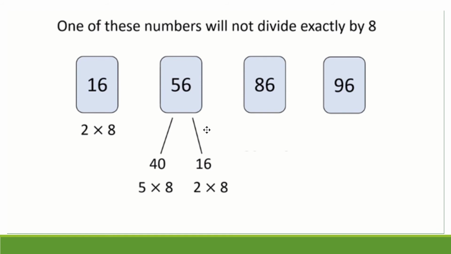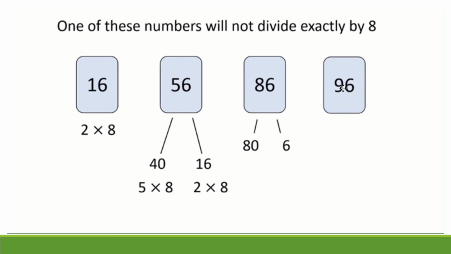Let's take a look at the number 86. Again, we can partition 86 into 80 and 6. And we know that 10 times 8 equals 80. So 8 will go into 80 10 times. However, 6 will not divide exactly into 8. So this could be the number that does not divide exactly by 8.